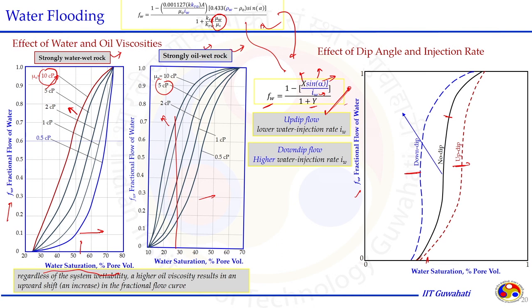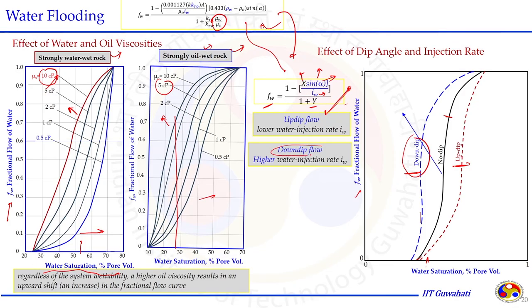While in the down dip, even at a lower saturation, the fractional flow value will be high, so a higher water injection rate may be favorable for the down dip flow condition, because the higher flow rate will help us in taking the gravity effect into account. The down dip flow condition is like this, because in this case the injection well is here and the production well is on the other side, so the angle is reversed. So this is our production well, this is our injection well for the down dip condition. If we are injecting at a higher rate, this will push the fluid towards the production well because of the gravity effect also. So the higher water injection rate is favorable.